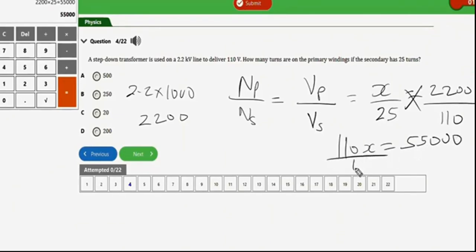Divide both sides by 110. This will cancel this. So our X will be this output divided by 110. So that will be about 500. So the right option is option A. Okay, so it's as simple as this. Let's wipe this and solve the next repeated question.